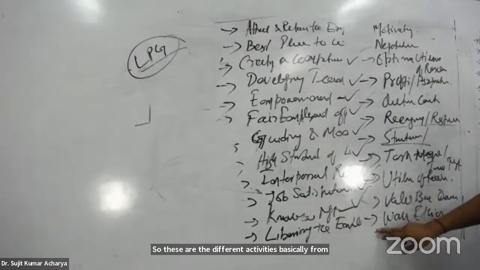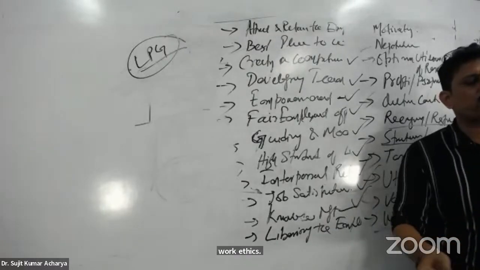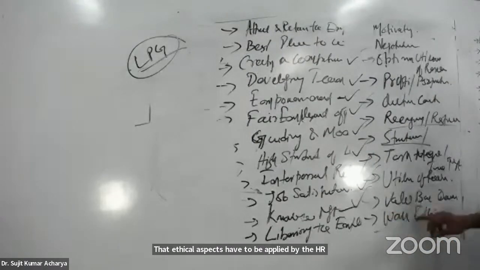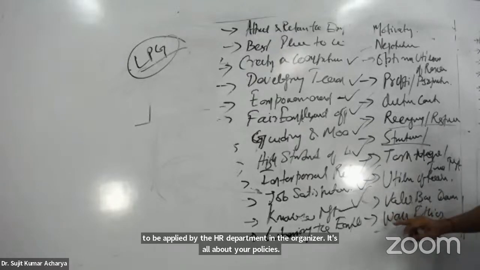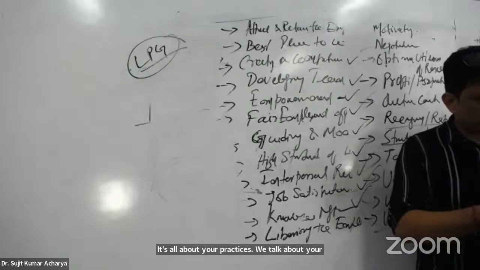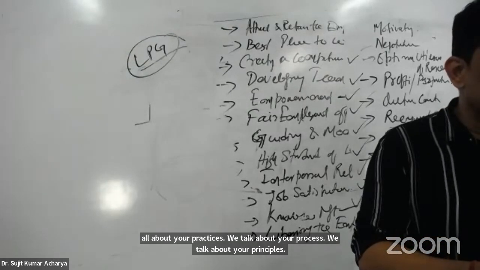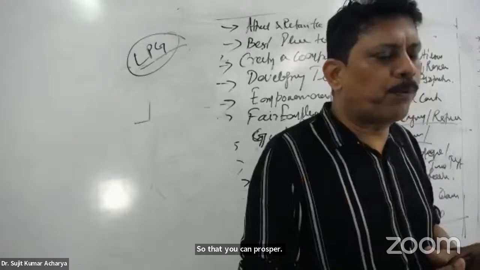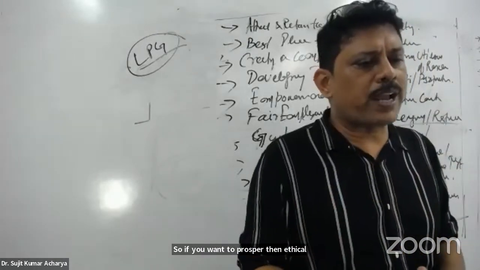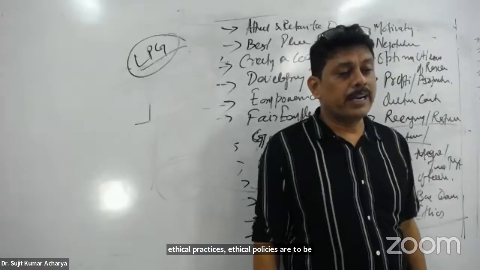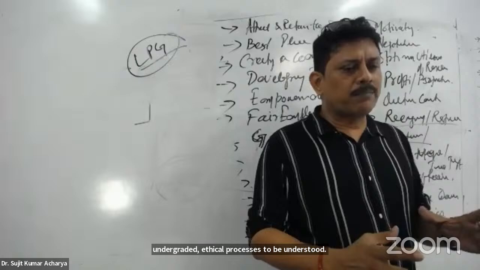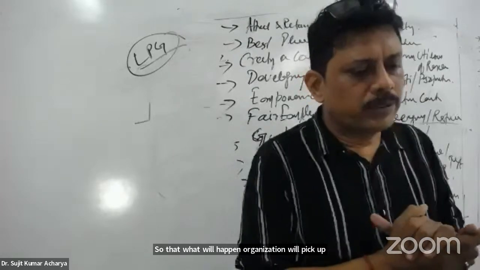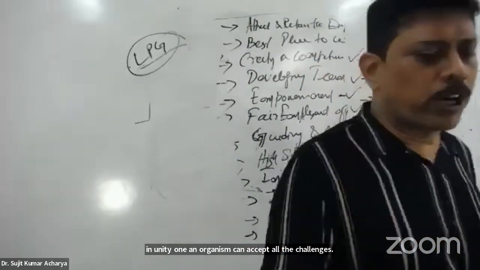Work ethics. The ethics you are reading, those ethical aspects are to be applied by the HR department in the organization. It's all about your policies, your practices, your process, your principles. Policies, practices, principles, process, so that you can prosper. If you want to prosper, then ethical principles, ethical practices, ethical policies and ethical processes are to be adopted, right? So that the organization will become united and can accept all the challenges.